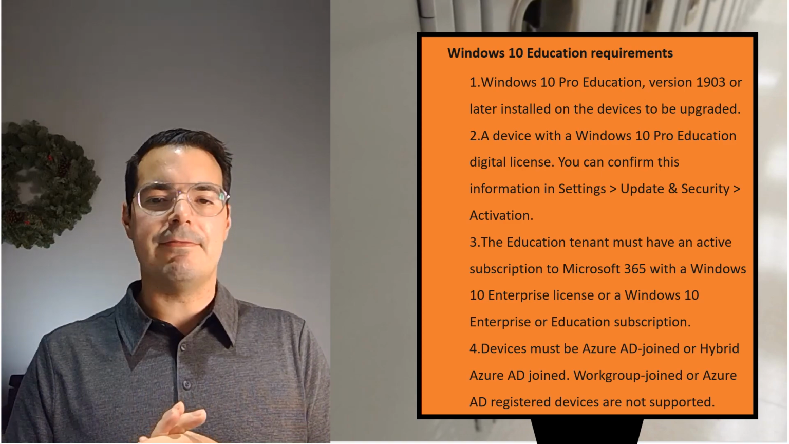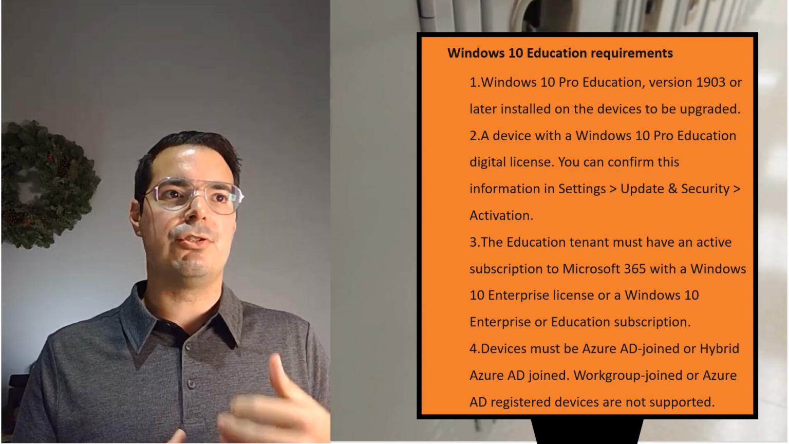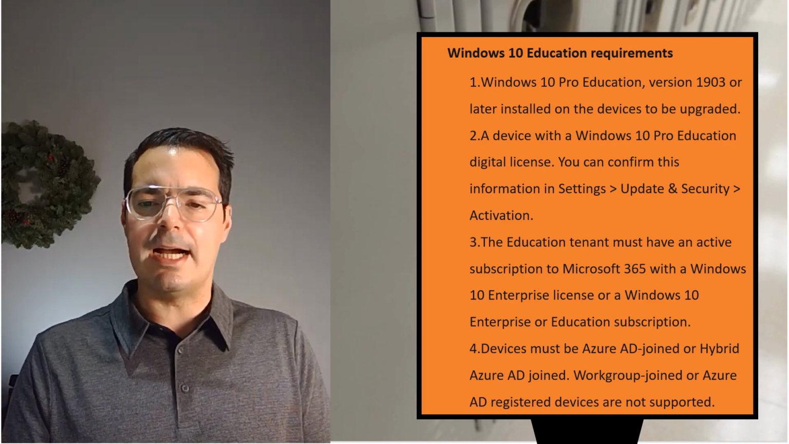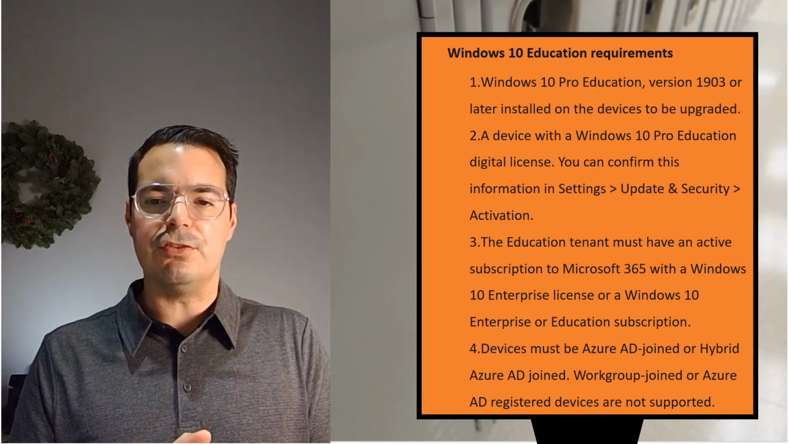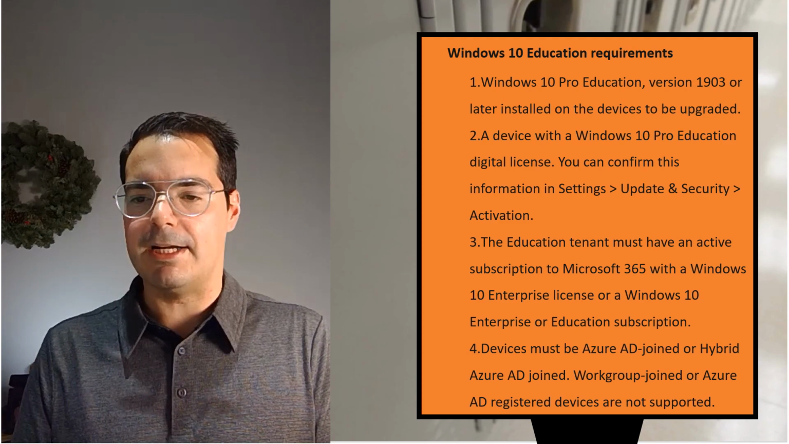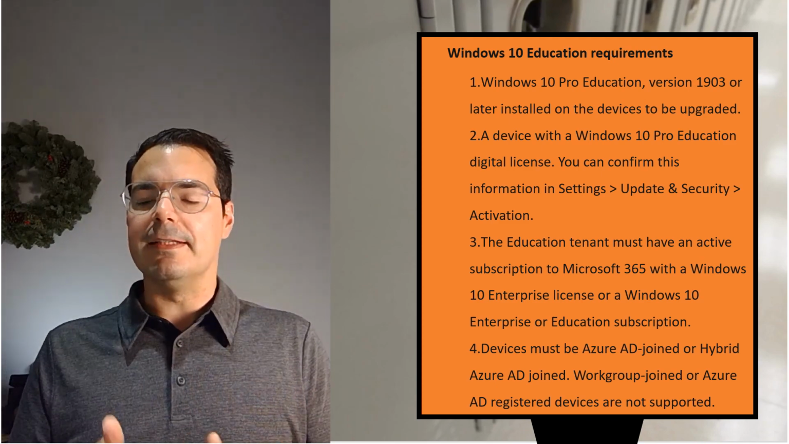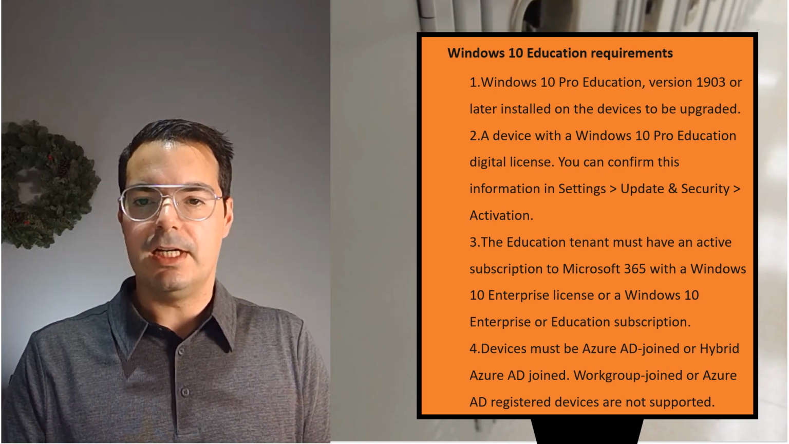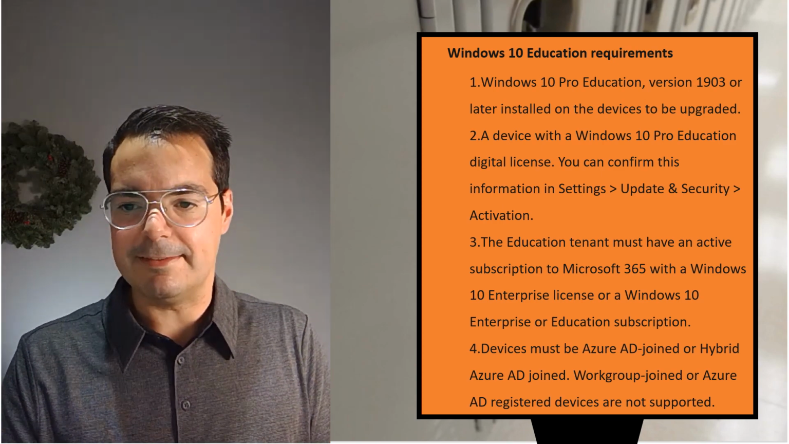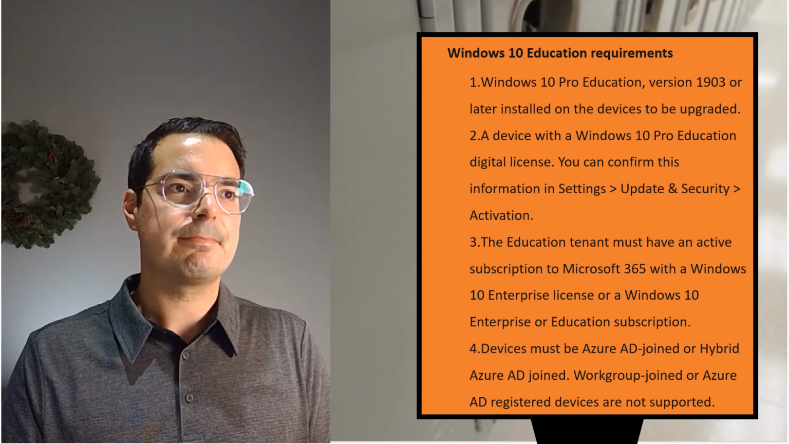And number 4, that device needs to be joined to Azure AD or hybrid Azure AD joined. And that's because the user needs to log into the computer with their Azure Active Directory so that the license, the Windows 10 subscription we assign to that user will flow through the device and activate it.